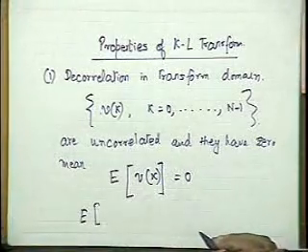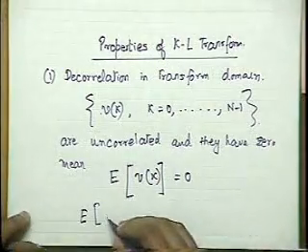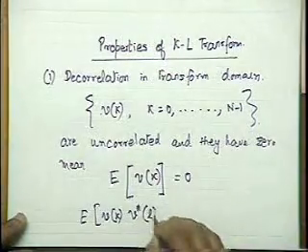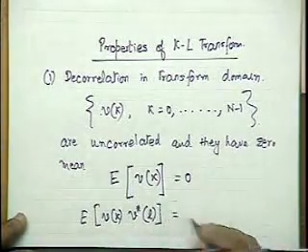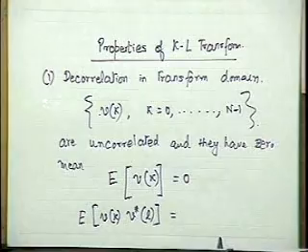And how to find out the correlation? The correlation will be the expectation of Vk into V star of L, that is, expectation of Vk and V star of another element L. This is the correlation, and if it has to be decorrelated, then what does it mean? Decorrelated means unless K is equal to L, the correlation value is going to be 0. But if K is equal to L, then it is non-zero. That is the property of decorrelation.